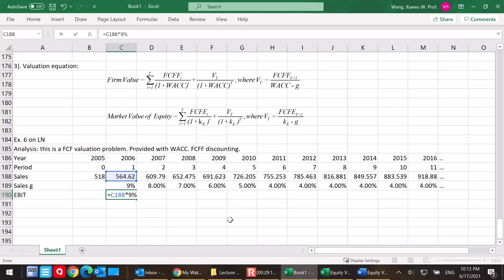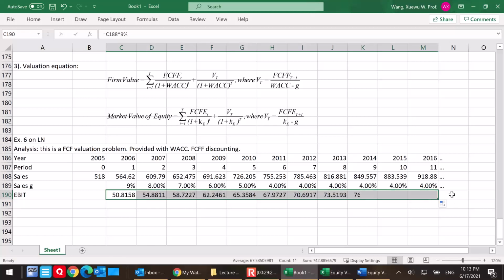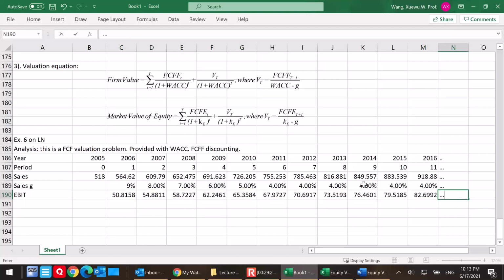So that's 564.62 times 9%. This is a good formula, so I can copy this across and I get the EBIT for the other years. Let's keep reading this question. It says increases in net working capital. According to the question, the increase in net working capital is going to be 10% of any increase in sales.